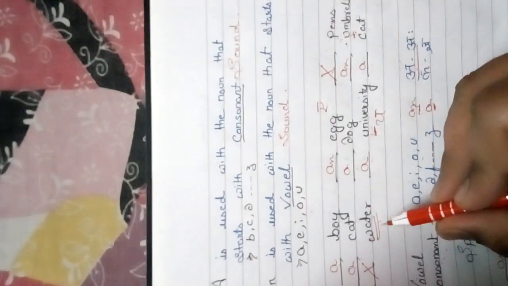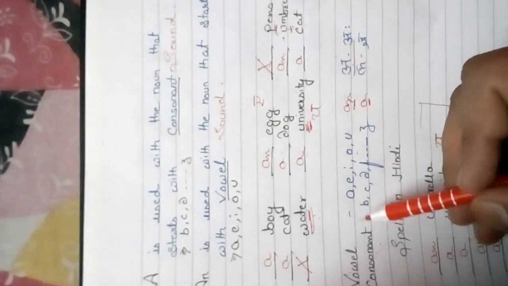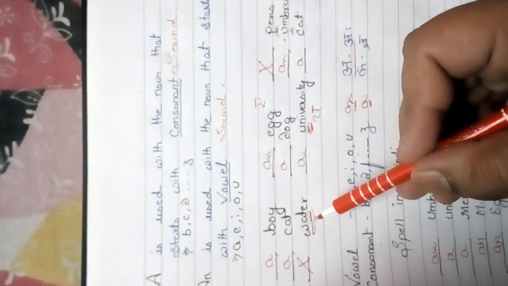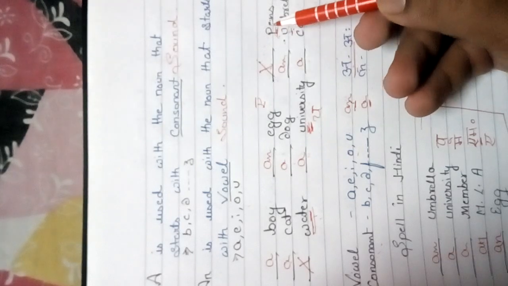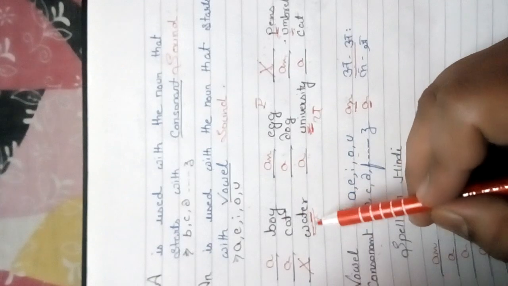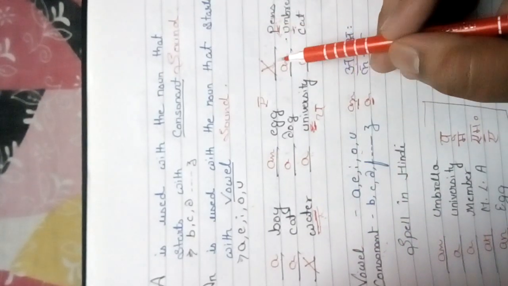So if you have made mistakes here, here and here, then I am going to tell you how you have to rectify these mistakes and how you are going to clear your concept with articles. Okay. Now, my dear students, you must be very clear that we are not using anything with water or pens, because one is not singular and the other is uncountable. Water is uncountable, so we are not supposed to use A or an, and pens is plural, so that's why we are not going to use anything.